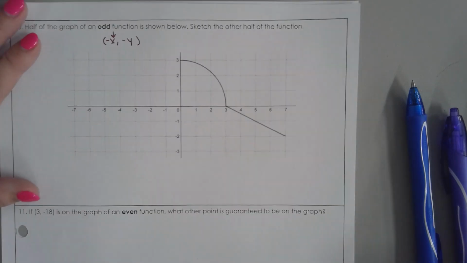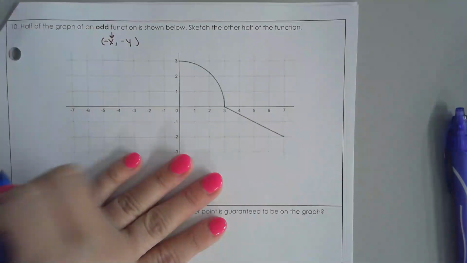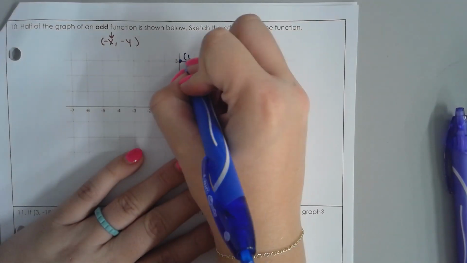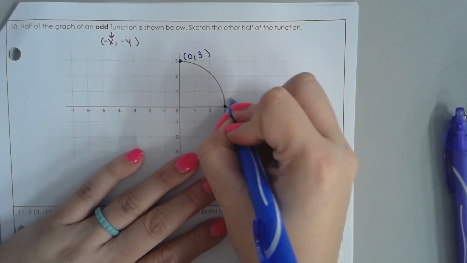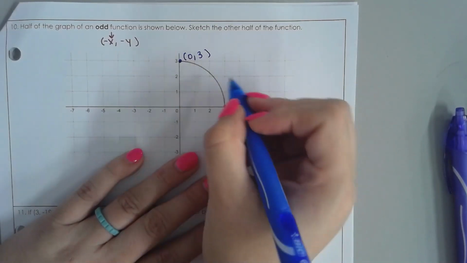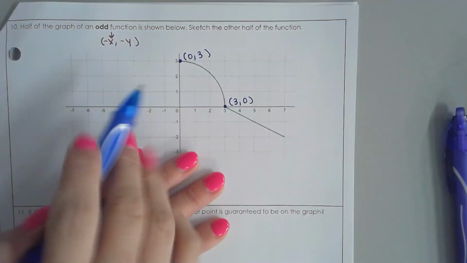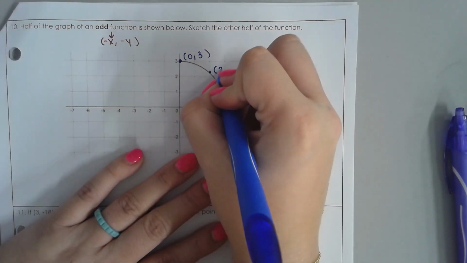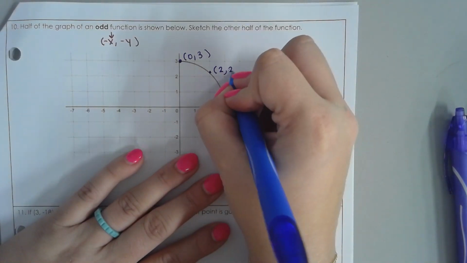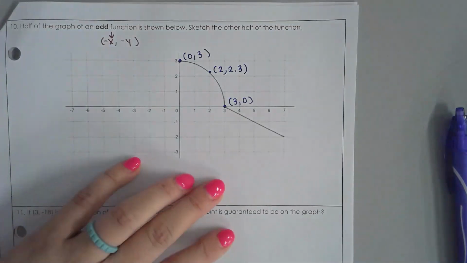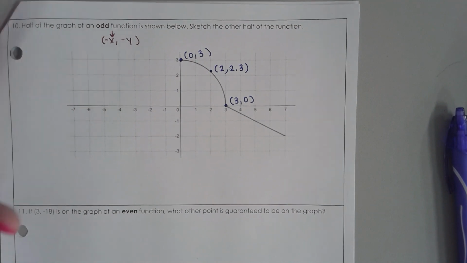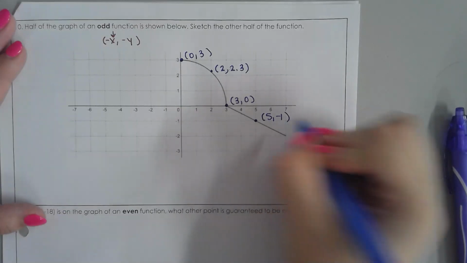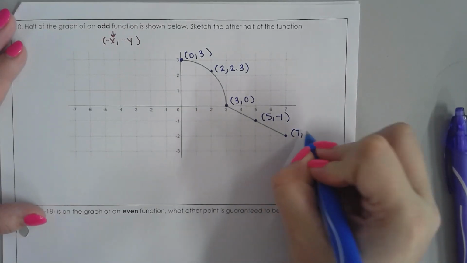The easiest way to do this is to just pick out several points. For example, this is 0, 3. This is 3, 0. I'd probably also try to get somewhere in between, like 2, 2.3. I just kind of estimated there. 5, negative 1, 7, negative 2.